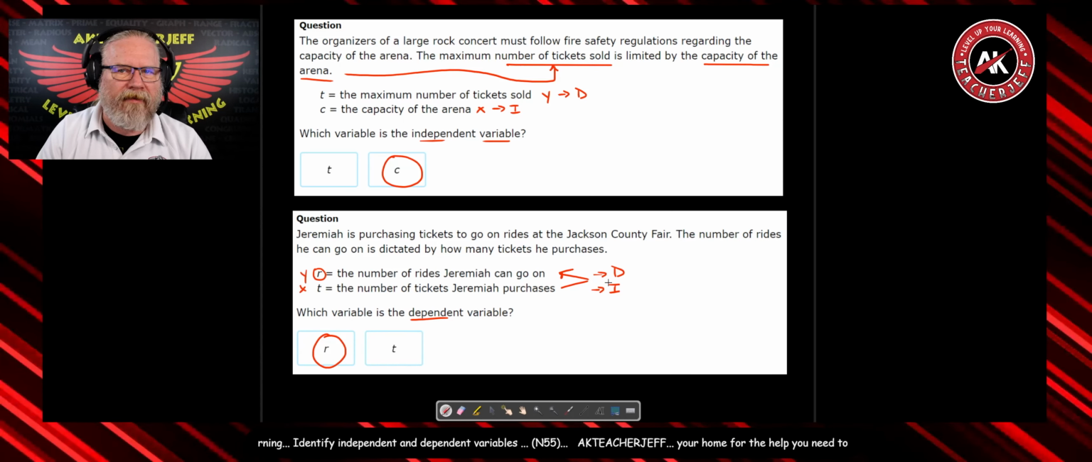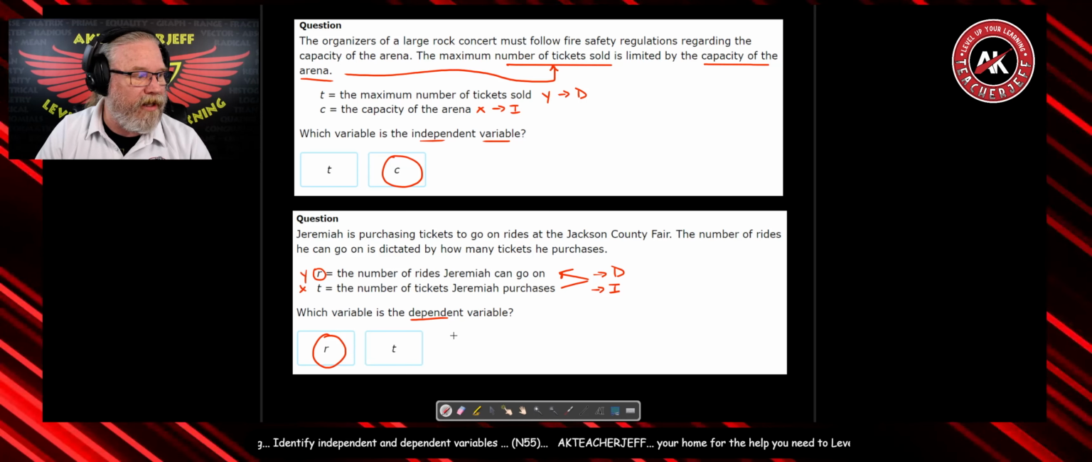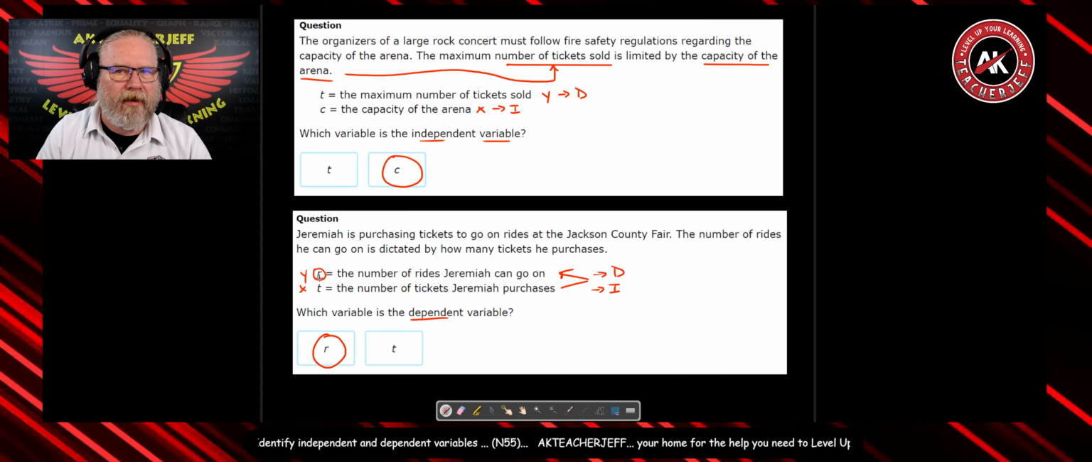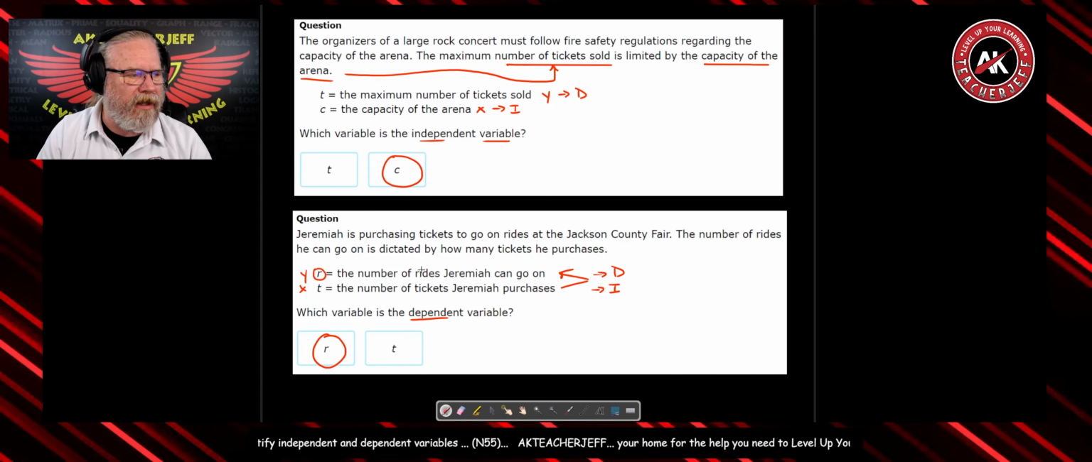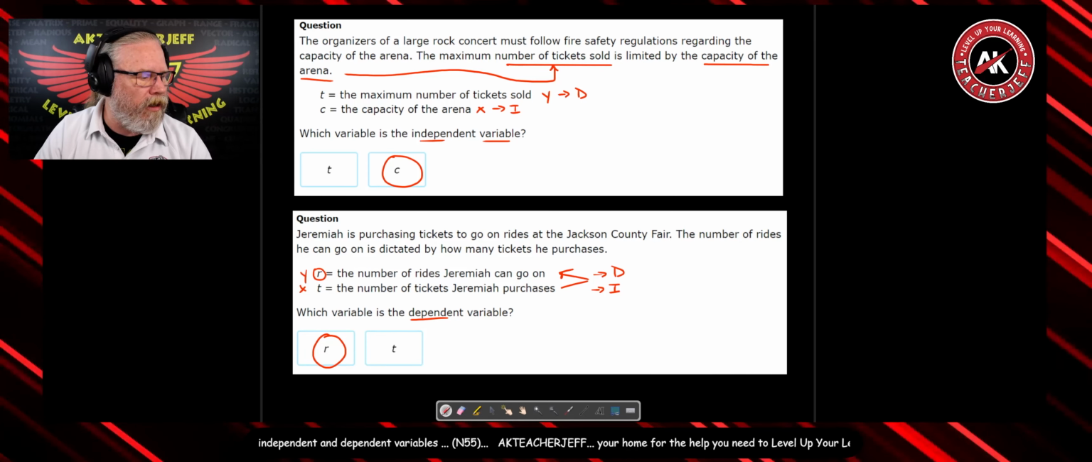I actually started looking for a D. I saw the D over here. I'm looking for a D in the answer. No, wait a second. We're showing the number of rides he can go on with the variable R.